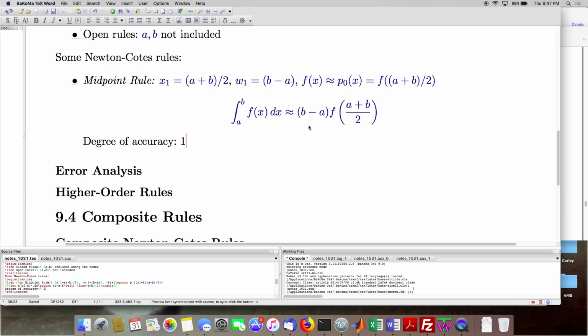So one thing I want to point out is the degree of accuracy I mentioned before. If you have an n-node rule, the degree of accuracy is at least n minus 1, but in some cases it can be higher. So here we have a one-node rule. So you think, oh, the degree of accuracy is going to be at least 0, but it turns out to be a little higher. It turns out to be 1. And that's because of symmetry. A linear function is not well approximated by a constant function, but the error involved in that approximation when you choose the midpoint cancels.